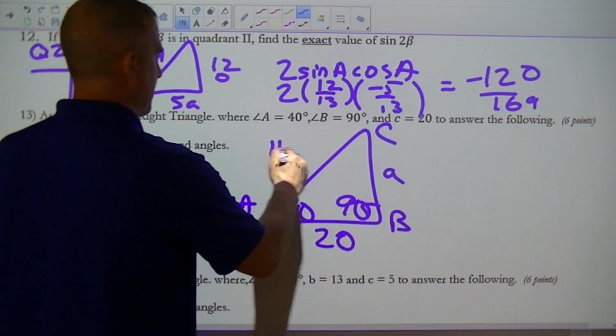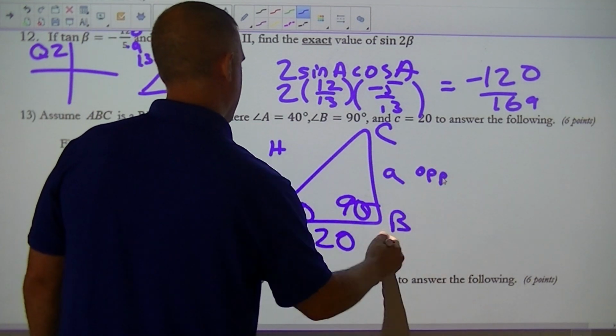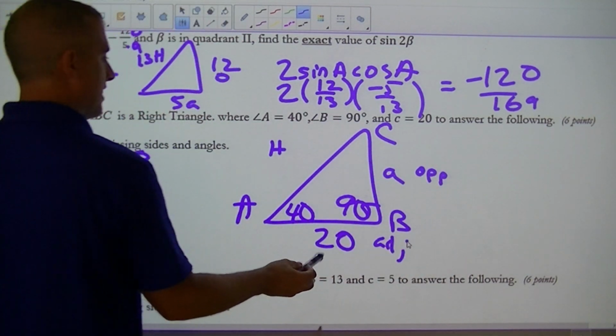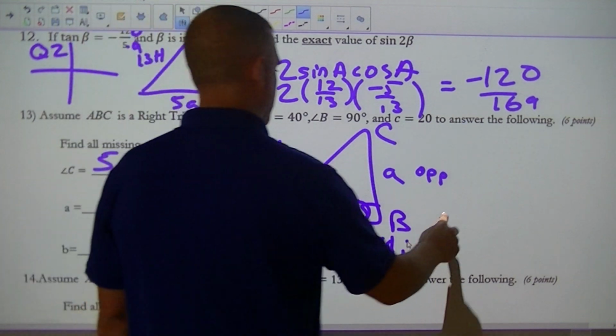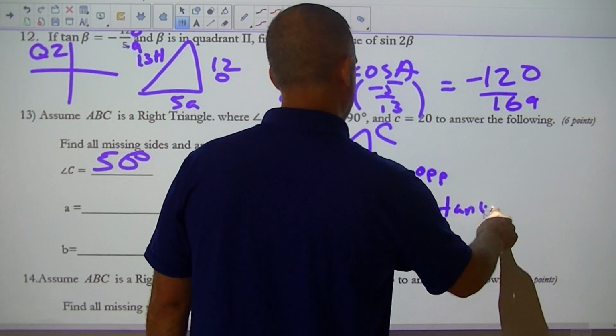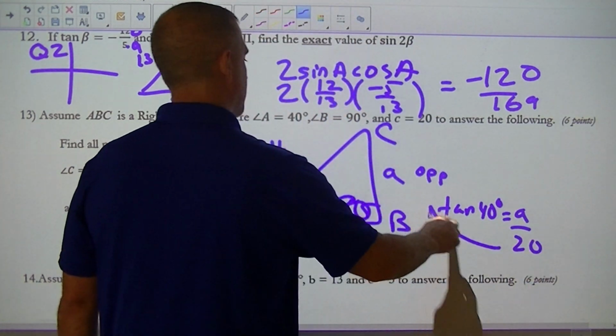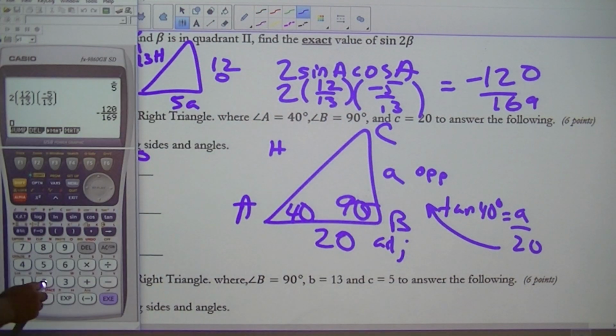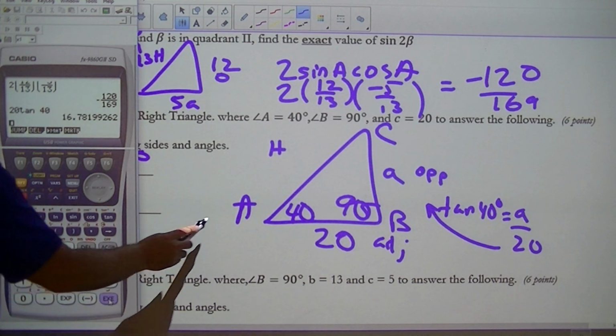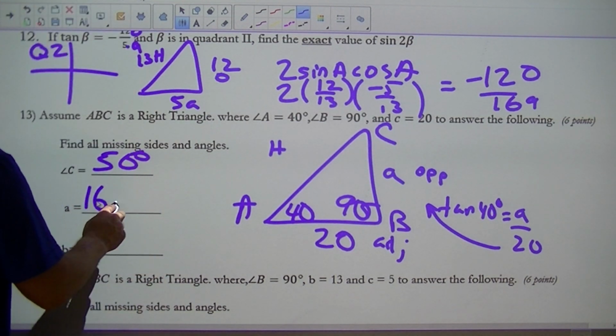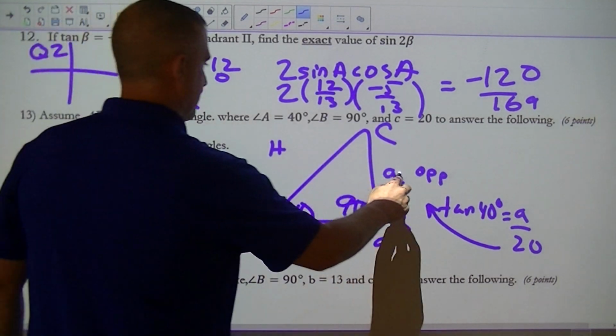This is hypotenuse, opposite, and adjacent. The two things I have here are opposite and adjacent, which would be tan. So tan of 40 equals a over 20. When you get these, what you do is move that 20 up in front. That's 16.78. I'm going to scribble this out.